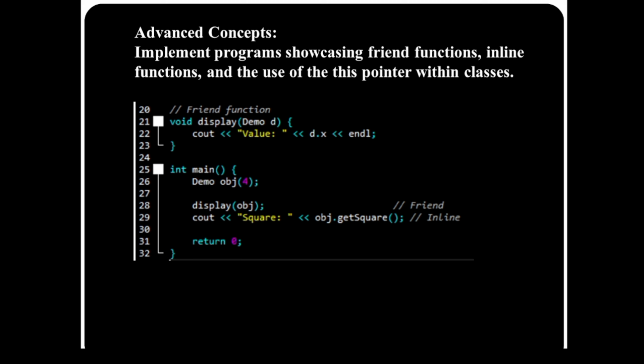void display(demo d) { cout << d.x << endl; }. Here display is defined outside the class. Demo d receives the object as a parameter. D.x accesses the private variable, which is allowed because of the friend. int main() { demo object; display(object); cout << object.getSquare(); return 0; }.